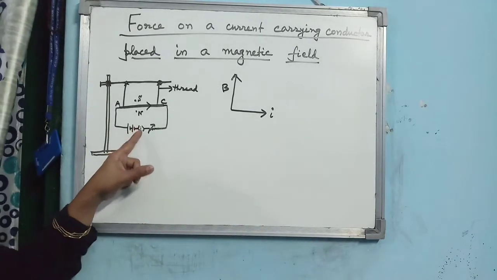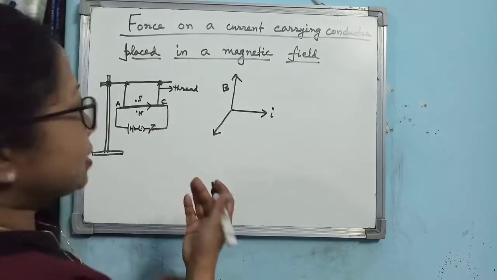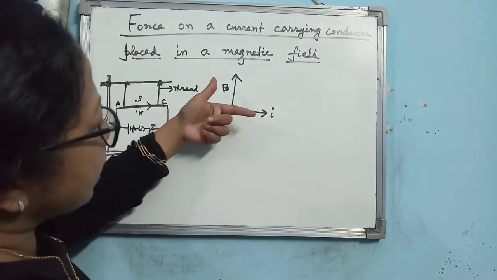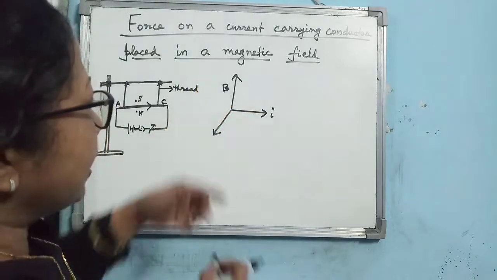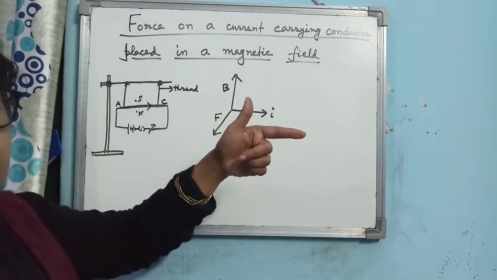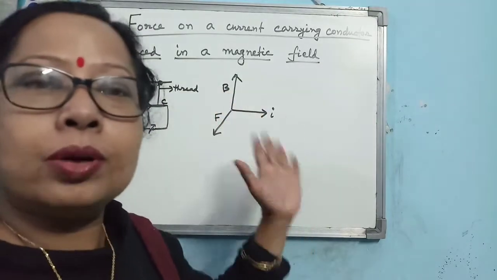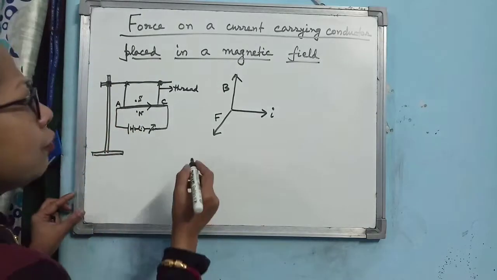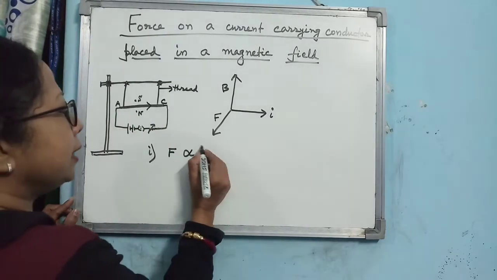The moment you close the key, you will see the conductor move towards you. Suppose here the magnetic field is in this direction, current is in this direction, and this is the conductor. The conductor will move in the outward direction. Means it experiences a force in the outward direction, and that's why it is moving towards you, towards the observer. Alright? Clear to everyone?